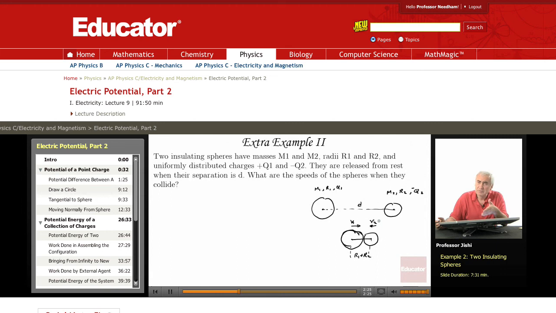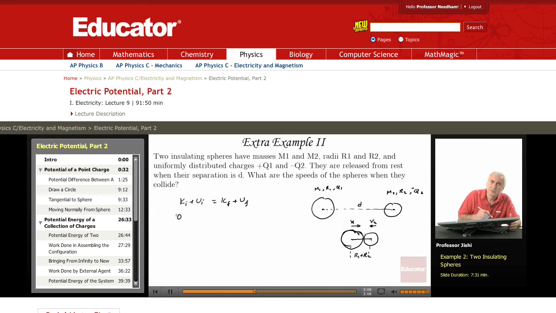Again, we have two instances in time. At one instant, the spheres are held fixed at a certain separation. At the other instant, they're moving and they have a new separation. So how do we find v1 and v2? Conservation of energy. Initially, it's Ki plus Ui, and finally Kf plus Uf.